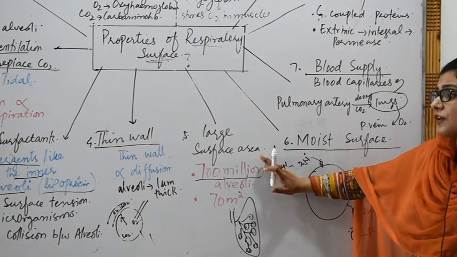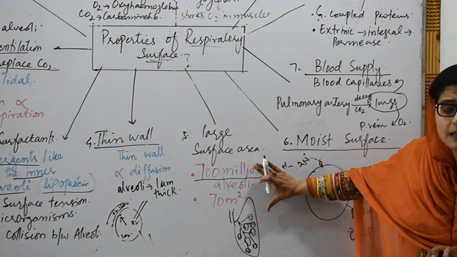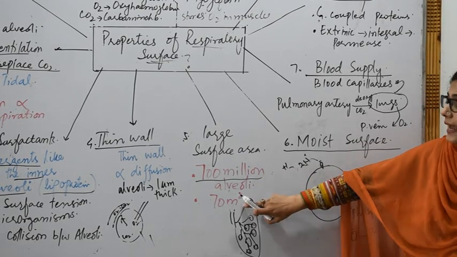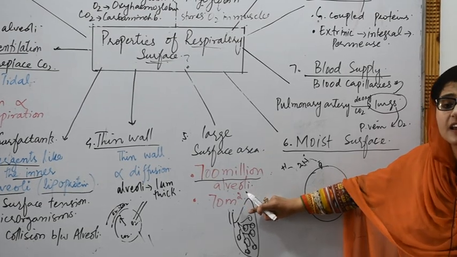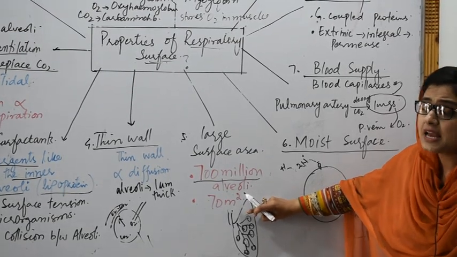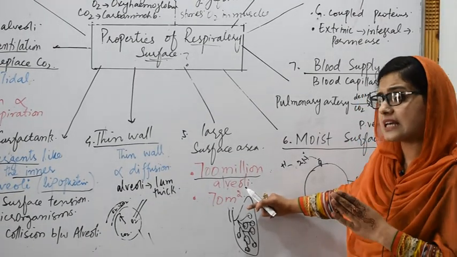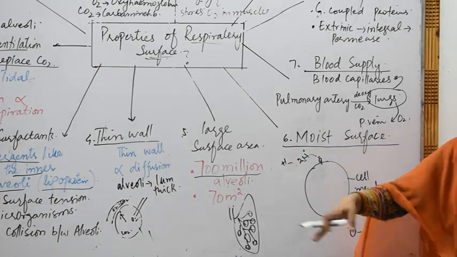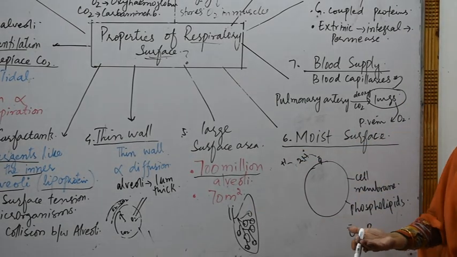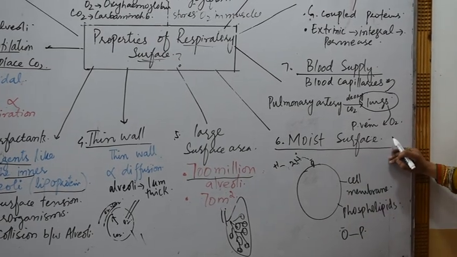Like here we have alveoli, and these alveoli are 700 million in the lungs, which gives an area of 70 meters square. If we have 70 meters square area for exchange of gases, it means we have ample respiratory surface with which the gas exchange could easily take place. Okay? So all of these properties directly help the respiratory surface to exchange the gases. Then comes the moist surface.